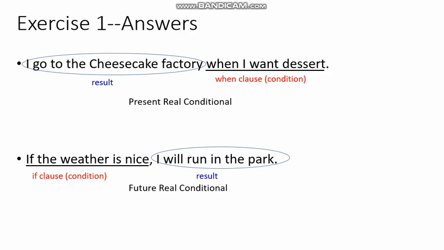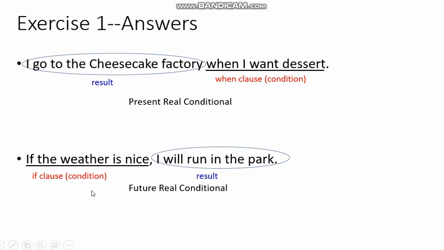Okay, for the first sentence, I go to the Cheesecake Factory when I want dessert. Okay, we have a result here. I go to the Cheesecake Factory. Our when clause, when I want dessert. This is going to be present real conditional. This is a habit or something that you do over and over again.